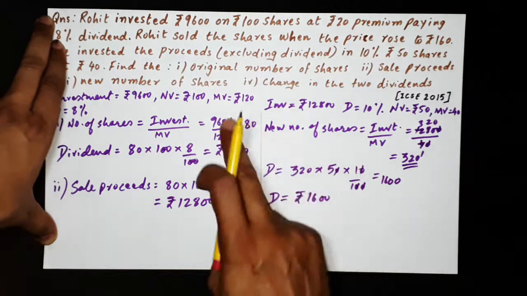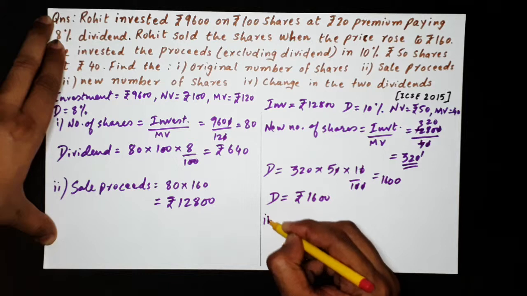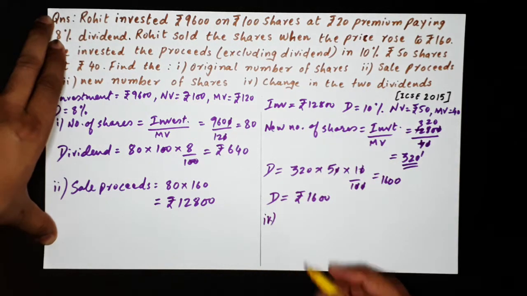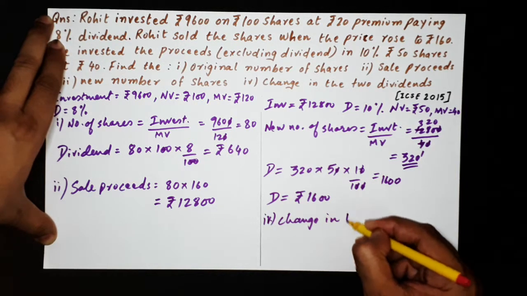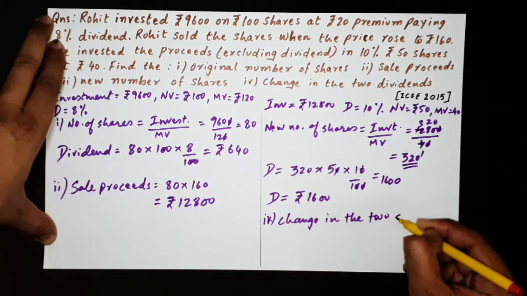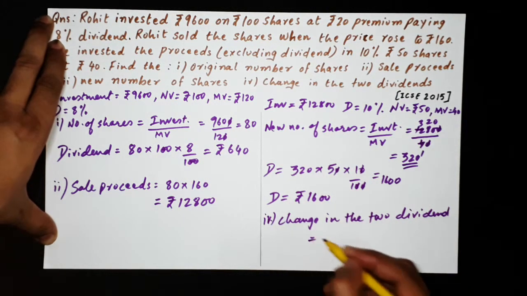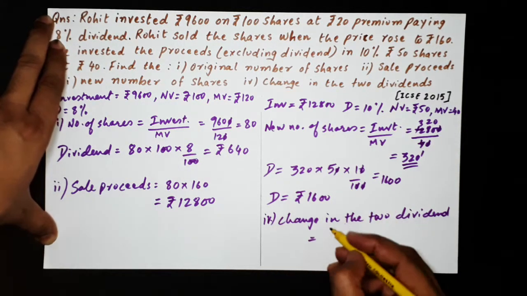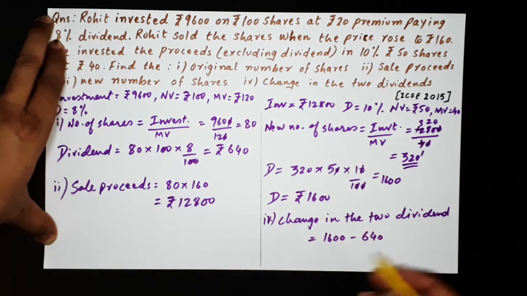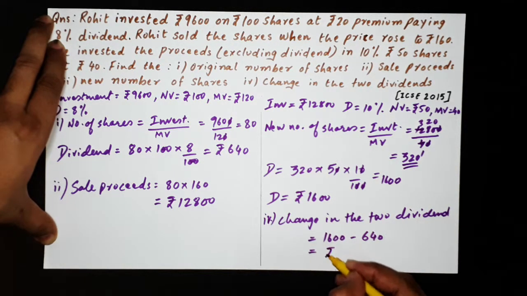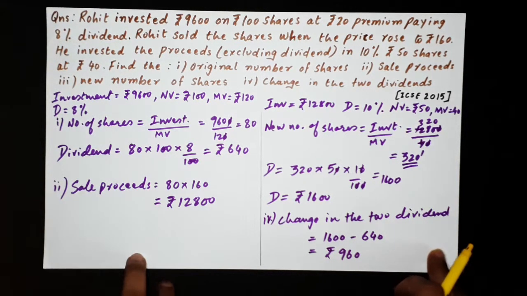The last thing which we want to find is the change in the two dividends. In the previous company, the dividend he was receiving was 640, and in this company he is receiving 1600. So let's find the difference of 1600 and 640. That comes as rupees 960. So this is how you solve this question.